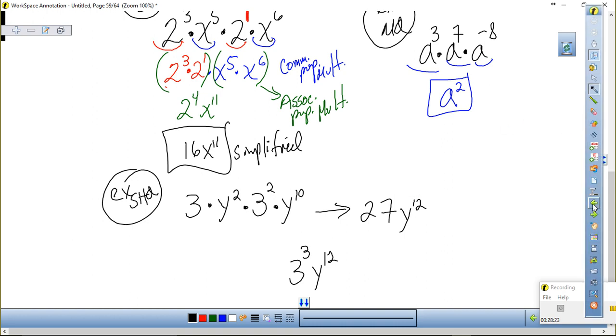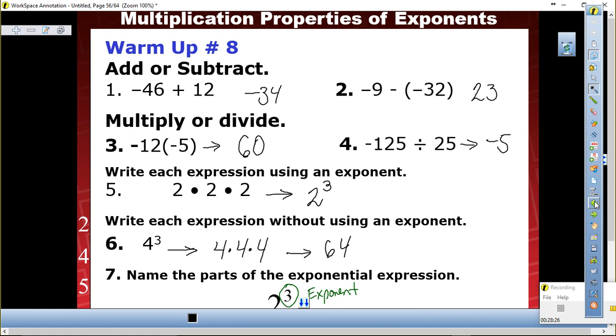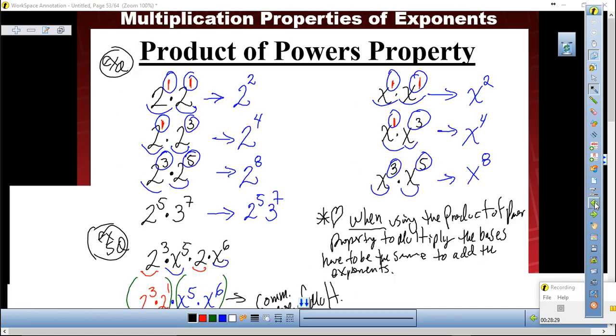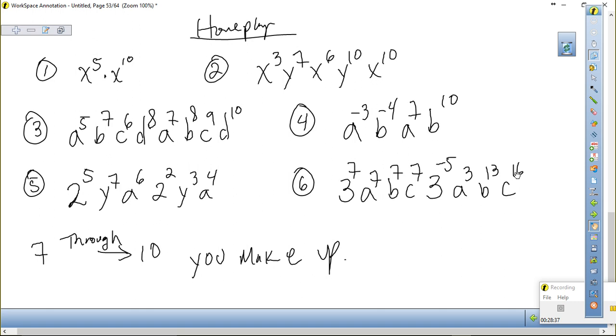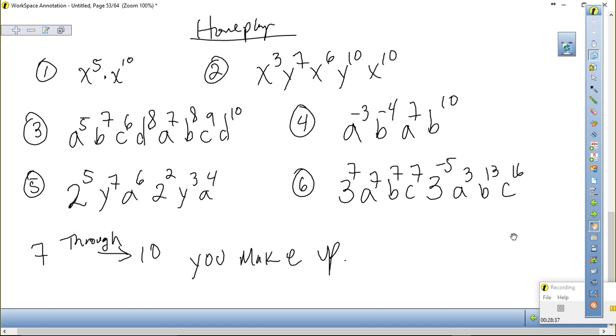All right, home play for tonight. Get a blank sheet of paper out, please. It's only 10 problems. Numbers 1, 2, 3, 4, 5, and 6 are up here. However, numbers 7 through 10, you're going to make up. So you make up your own for those 4. But the rest are up here. And also the video is going to be uploaded at the end of the day. So if you want to visit the channel and just go from there.